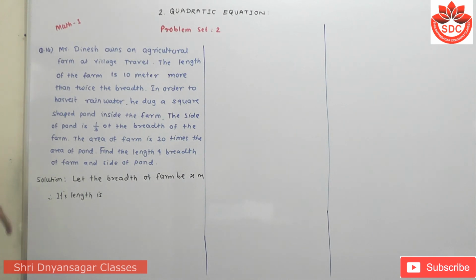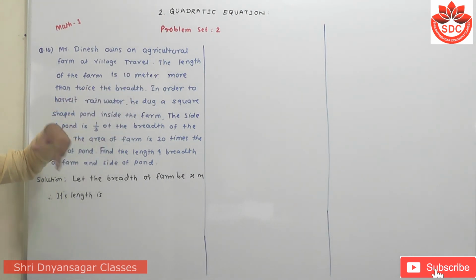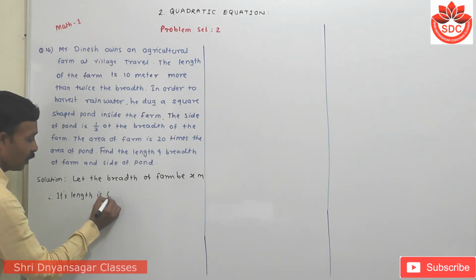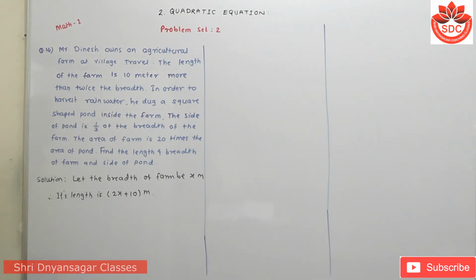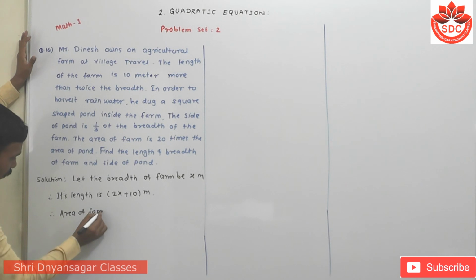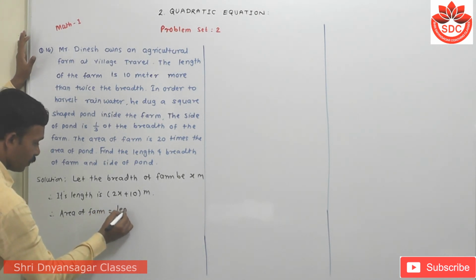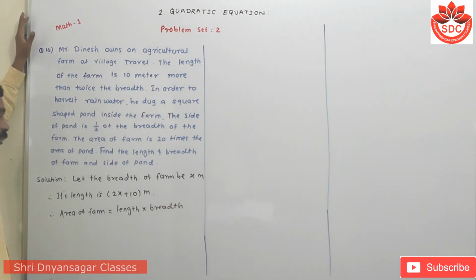is, now look carefully, what is the length? The length of the farm is 10 meter more than twice the breadth. म्हणजे breadthच्या दुप्पट त्यापेक्षा 10 ने जास्त is twice x plus 10 meter. Then we have to find out its area. Therefore area of farm is equal to length into breadth. This is the formula for the area of the farm. Meaning this farm is a rectangle, so the area of the rectangle is length into breadth.